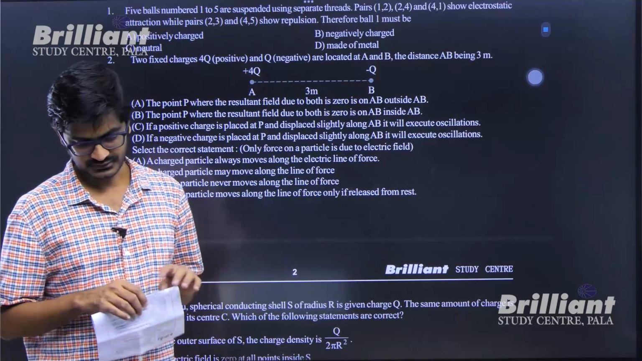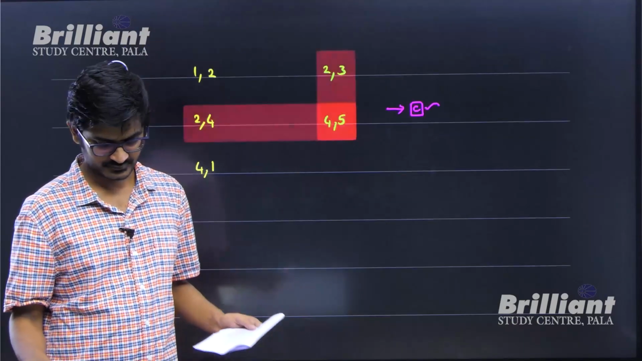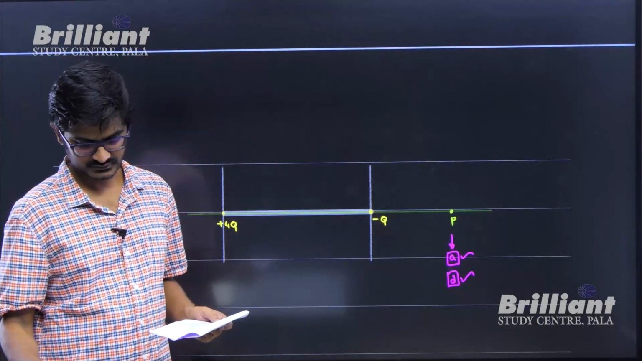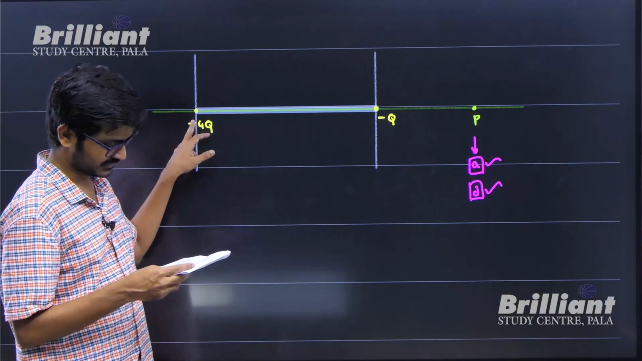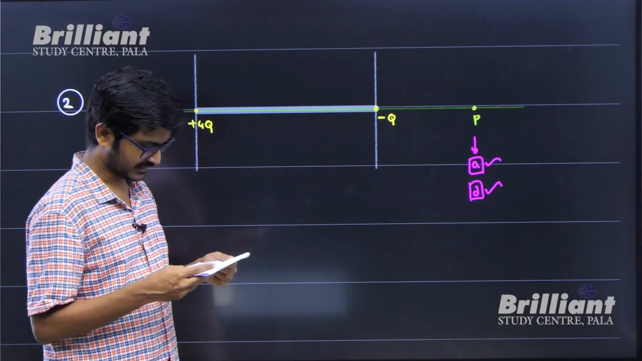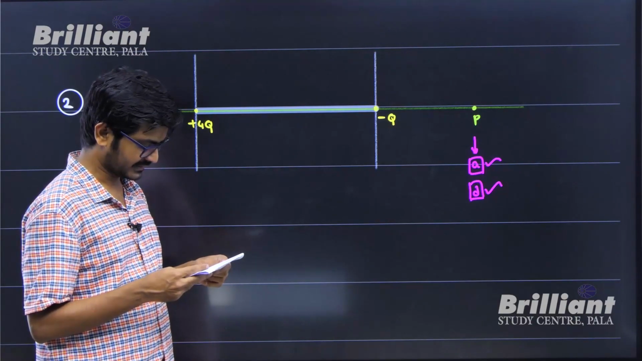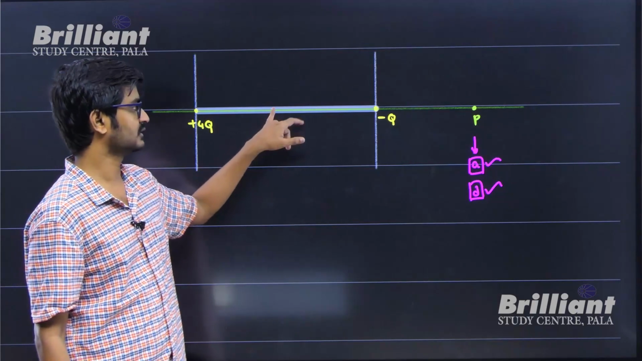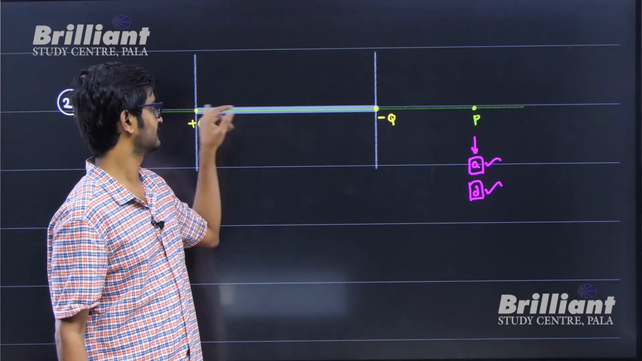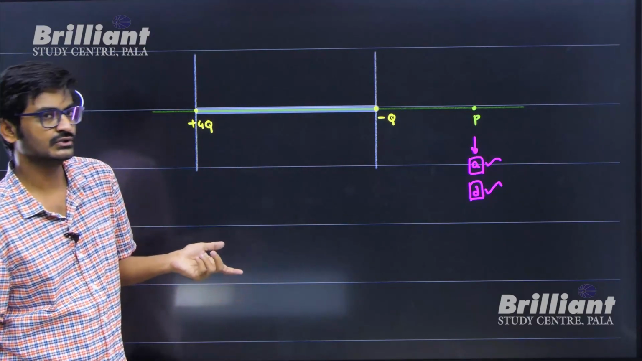Going to the next question, 2 fixed charges are there. So it goes like this: 2 fixed charges, 4q positive and q negative, are located at A and B. AB is 3 meters. The point P where the resultant field due to both is 0 is on which side? So if I talk about this point, field due to this guy will be in this direction, field due to this guy will be in the same direction, so it can't become 0.